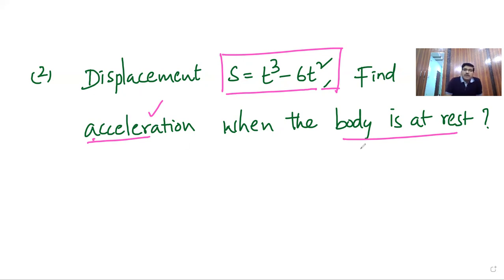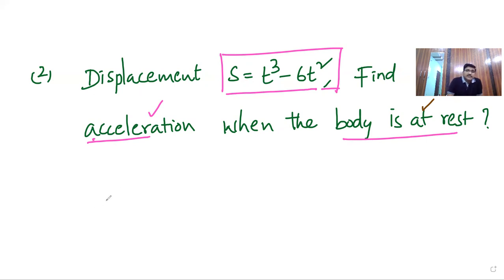Observe the statement carefully. Body is at rest. Let us solve this problem. Body is at rest means what? Velocity is 0. Body is at rest means no velocity, 0 velocity.